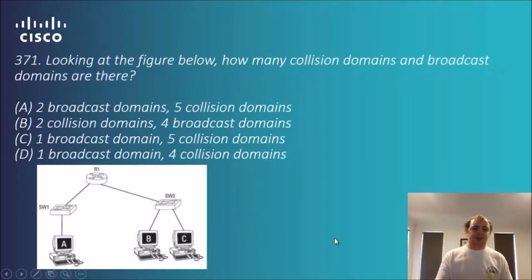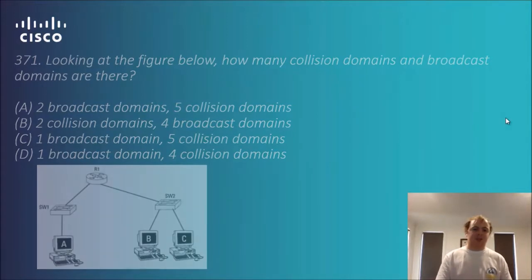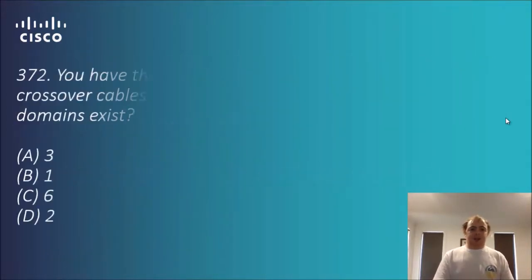So if we have a look at the figure here, the answer was 2 broadcast domains, 5 collision domains. So 1, 2, 3, 4, 5. I guess counting all those ports up gives us the collision domains. Each port on the switch counts as a collision domain, so that's 1, 2, 3, and then a collision domain there and a collision domain there. Sorry, broadcast domain there, and then they count as part of the overall 5 for the collision domains. So that gives us the answer there.